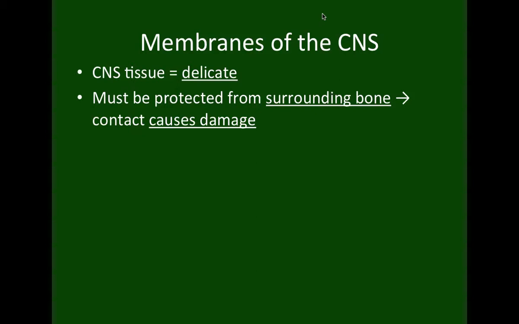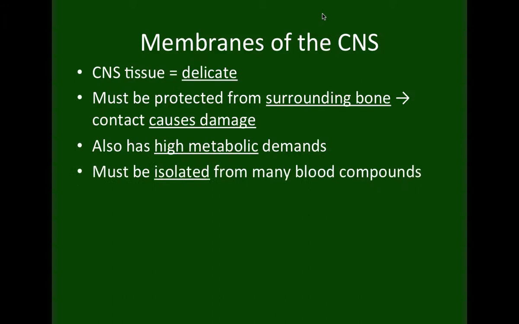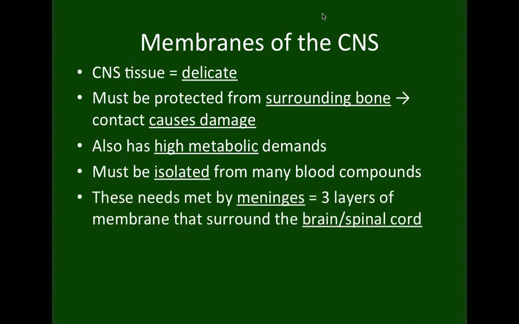But you can't simply isolate the central nervous system because it has very high metabolic demands. It needs a lot of oxygen, it needs a lot of nutrients, and therefore also needs some good waste removal. But by the same token, it has to be isolated from many of the blood components, so we need to keep it separate. All of these needs are met by what we call the meninges, and these are 3 layers of membrane that surround the brain and the spinal cord. They also cover our cranial and our spinal nerves.